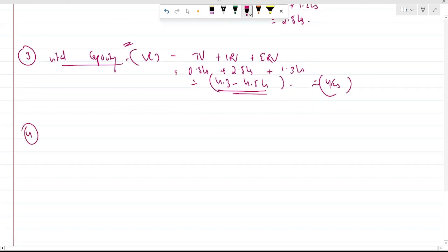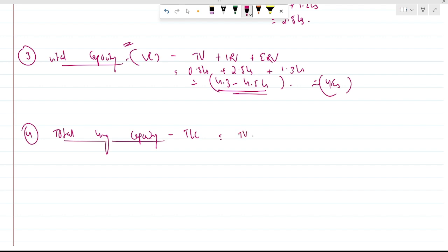Now after the vital capacity, we have the total lung capacity, the total capacity of the lung, TLC. Just add all the volumes in the lung volume discussion: tidal volume, inspiratory reserve volume, expiratory reserve volume, and residual volume. Here, no residual volume was there in vital capacity.